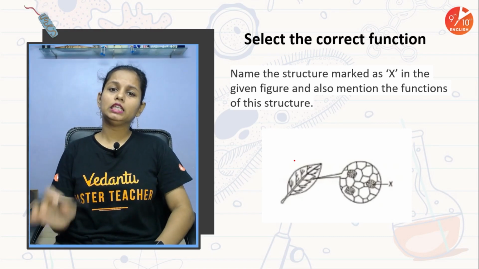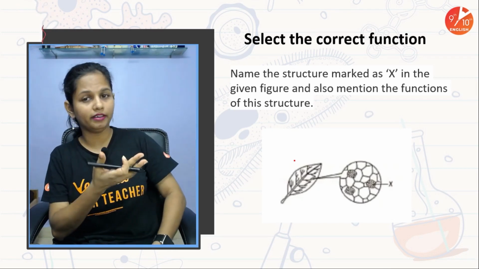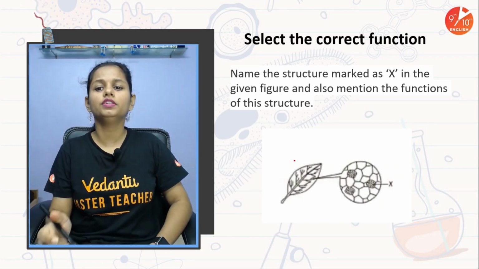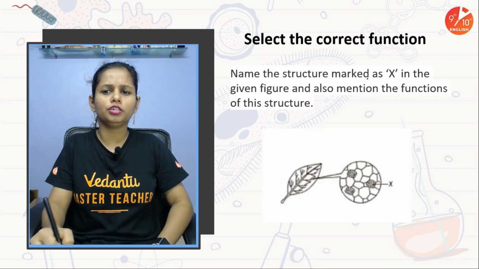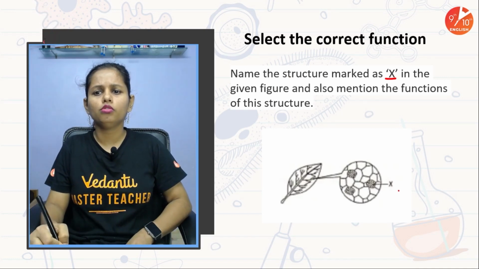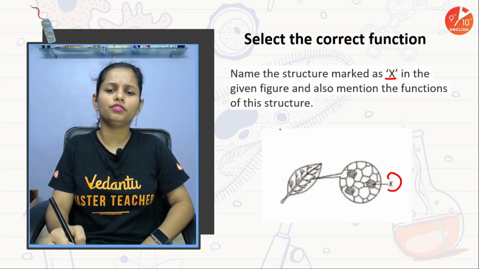Then they might give you a particular part. For example, I told you pulmonary artery and identify its function. Like over here, they have given the diagram, name the structure marked as X. So what is this X? And mention the function of this structure.